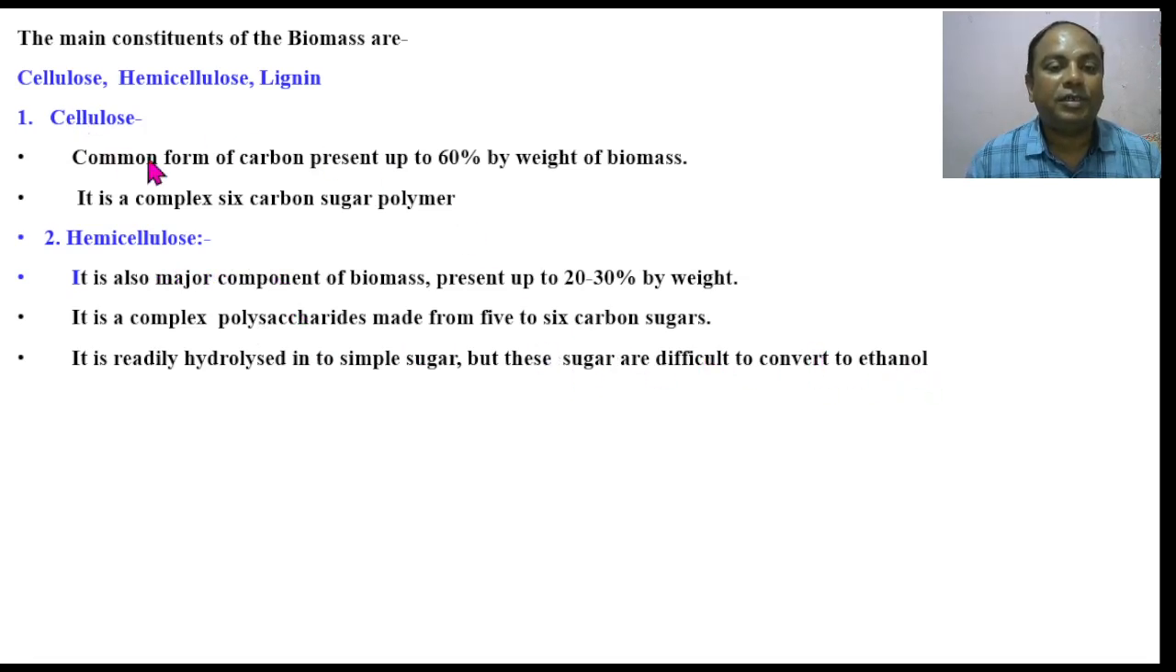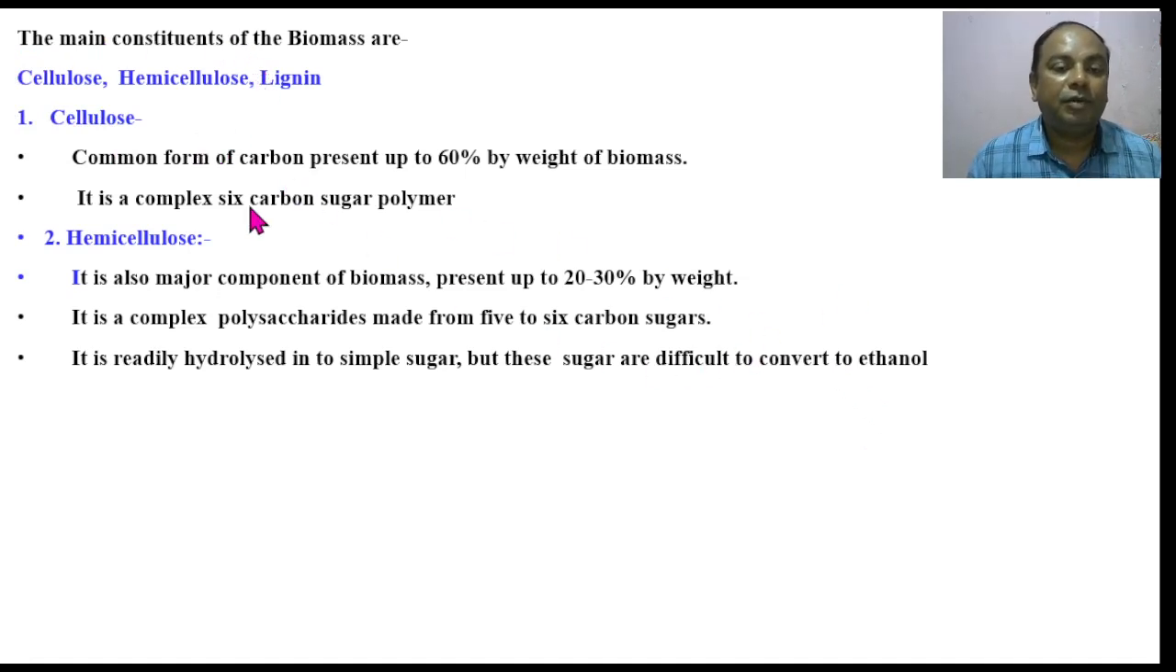Cellulose, as it is composed of 6 carbon sugar polysaccharides, can be hydrolyzed, and the 6 carbon sugar that is formed can be fermented to get bioethanol. So we can say that the biomass, which is composed of cellulose and hemicellulose, both can be used, or both may get converted to ethanol.